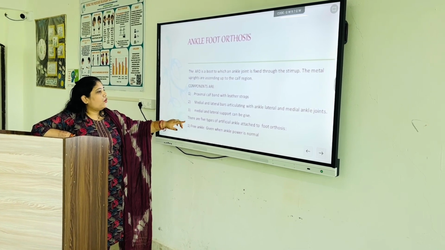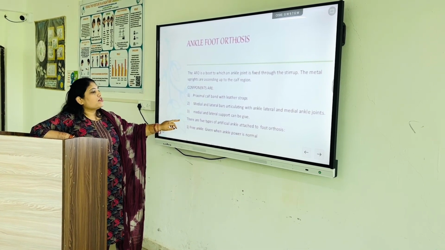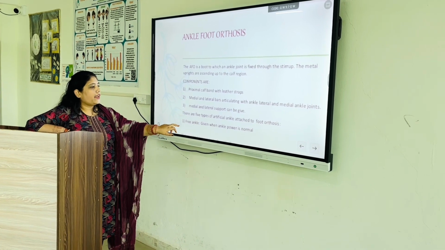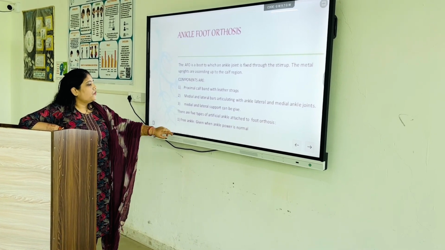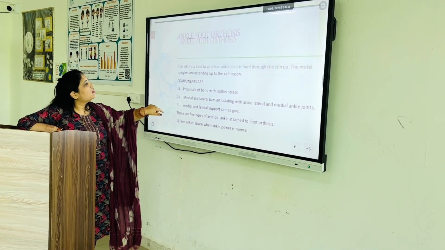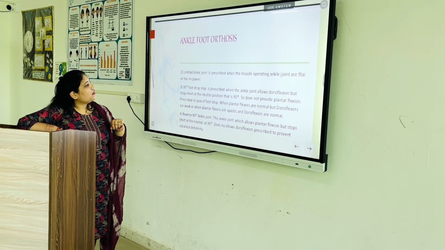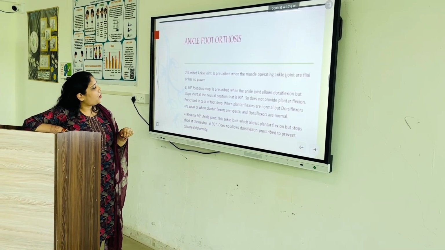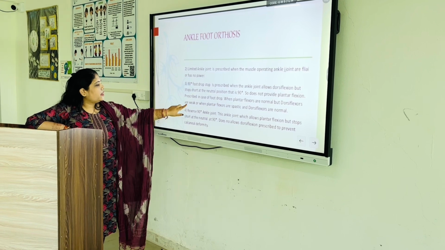Median and lateral support can be given, and there are five types of artificial ankle attached to the foot orthosis. First, free ankle. Second is limited ankle joint. Third is 90-degree foot drop stop. Fourth one is reverse 90-degree ankle joint.